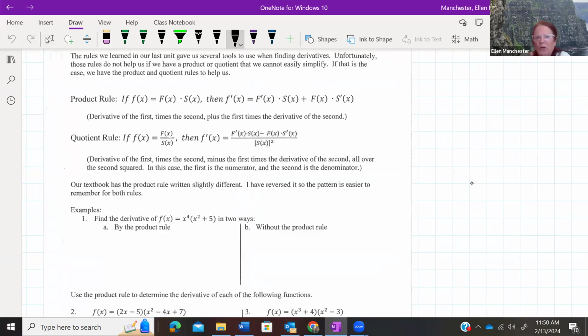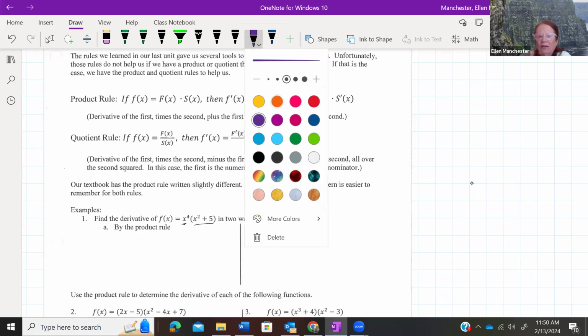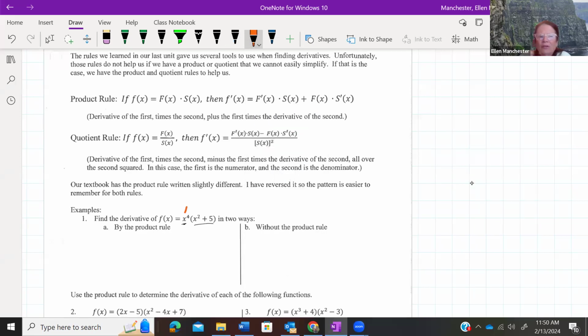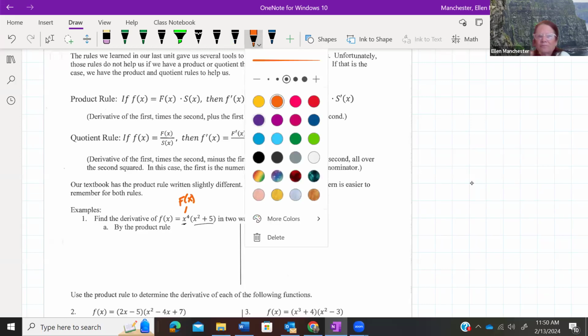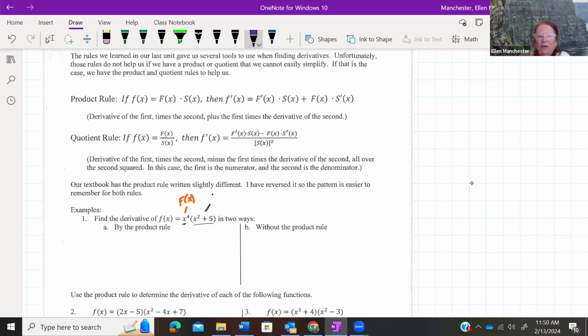So how do we know it's a product? Well, on this first example, you can see it's x to the fourth times x squared plus 5. Okay, so I have two different things that I am multiplying together. So I'm going to use a lot of color here today to help identify these. So this one, I'm going to call my first function. And this I'm going to call my second function. Do you see how I'm multiplying those two? And do you see how it lines up with this? The first times the second.